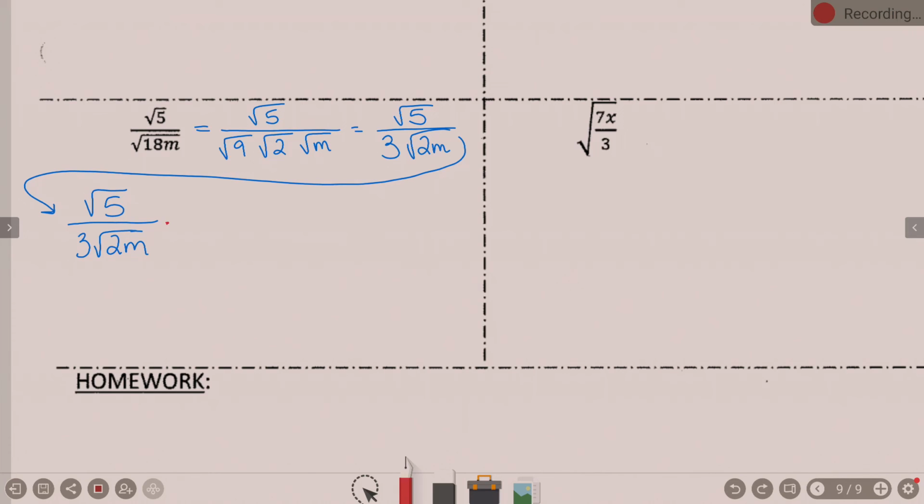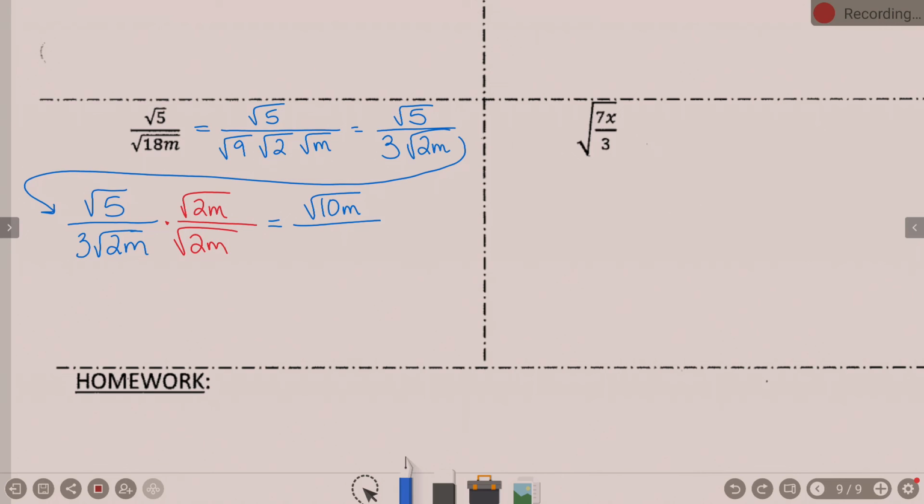How do I get rid of a square root of 2m? Multiply by square root of 2m. We're going to multiply by itself. What we do to the denominator, we do to the numerator. So I'm going to multiply my numerator by square root of 2m. Square root of 5 times square root of 2m is square root of 10m.